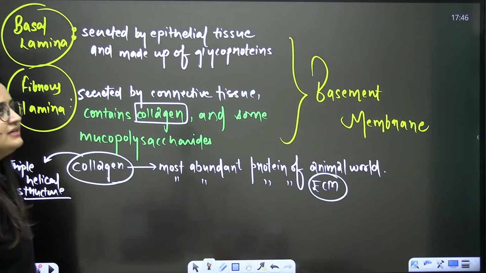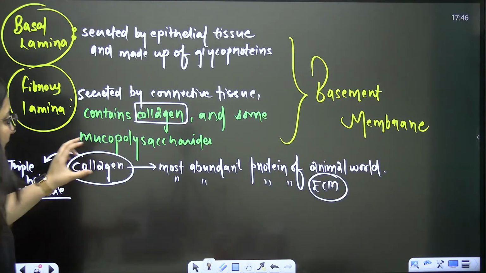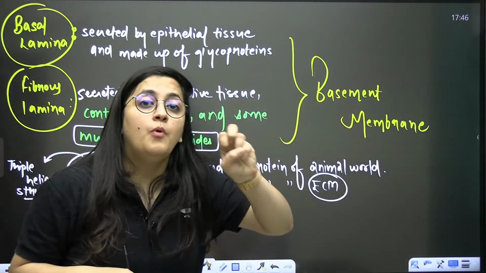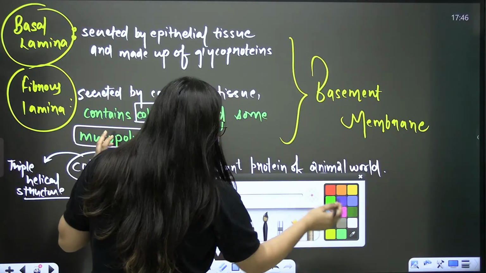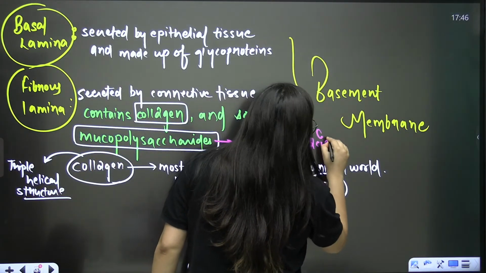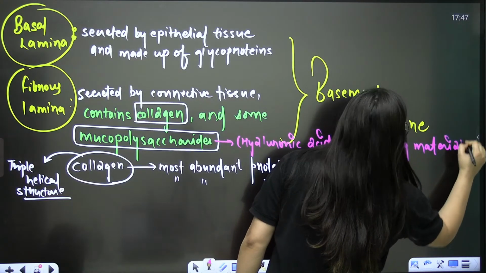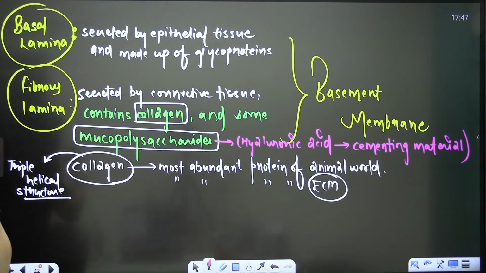And let me tell you, the amino acids proline, hydroxyproline, and one more amino acid make this collagen. And when you use the word mucopolysaccharide, they are heteropolysaccharides. Here it is hyaluronic acid, and this hyaluronic acid is a cementing material. In the living system, this cementing material joins everything. So the mucopolysaccharide is hyaluronic acid, the cementing material.